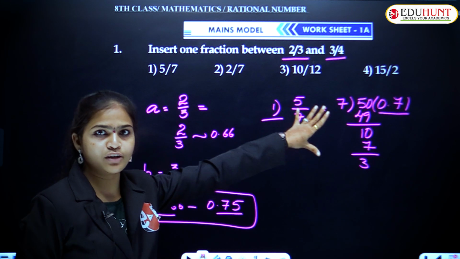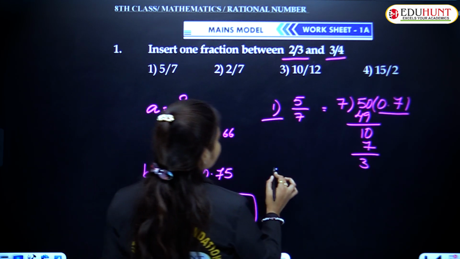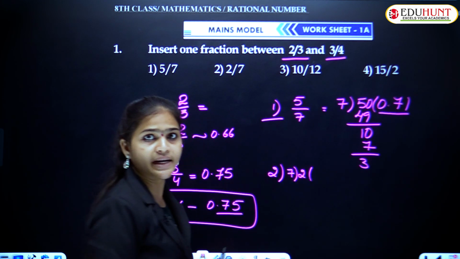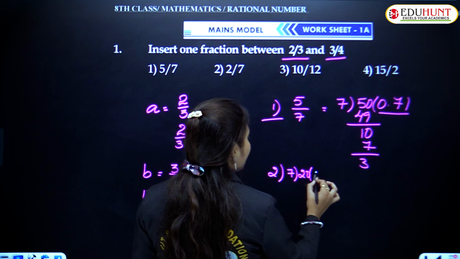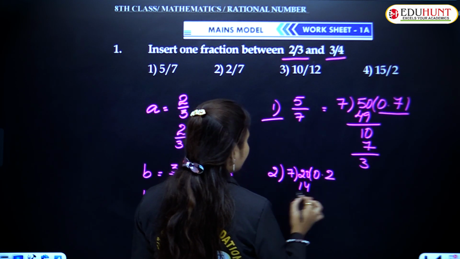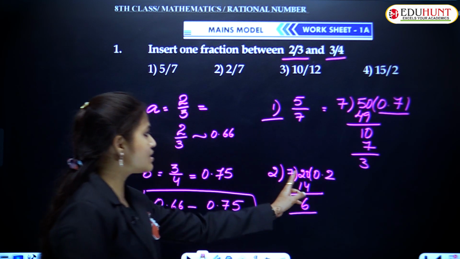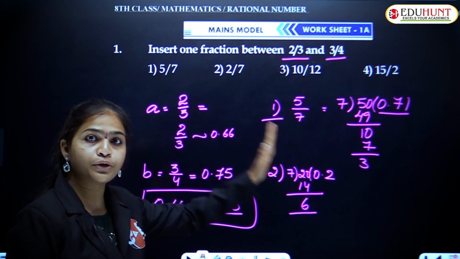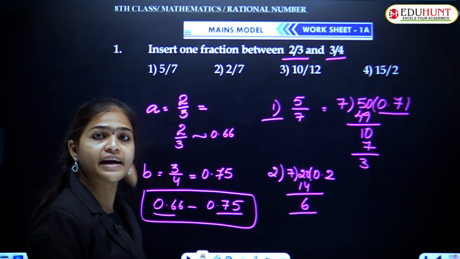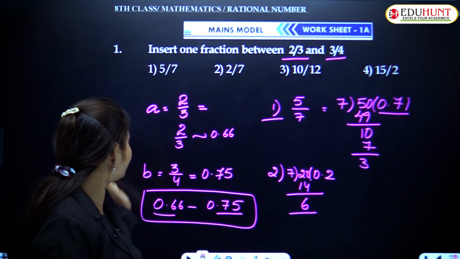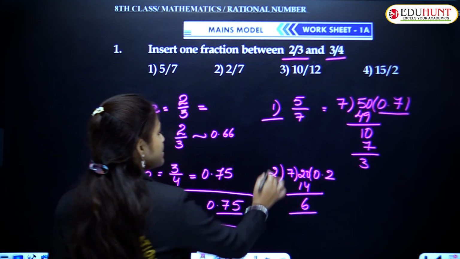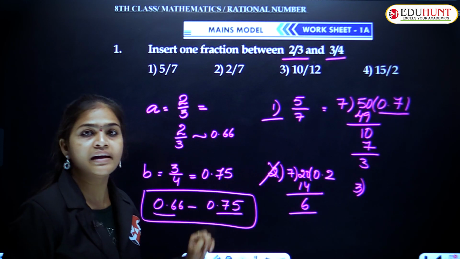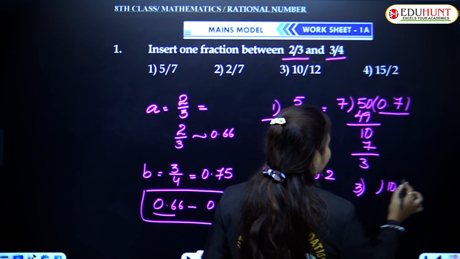Next we have to see the remaining options also, so we will go for the second one. What is the second option? 2/7, so 2 divided by 7. Keep 0 here, and 7 2s are 14, so the leftover is 6. So 0.2 does not lie between 0.66 and 0.75. Why? Because 0.2 comes to the left side of 0.66, so it will not come after 0.66. That's why this is the wrong option. Next we will see the third option, 10/12. 10 divided by 12.